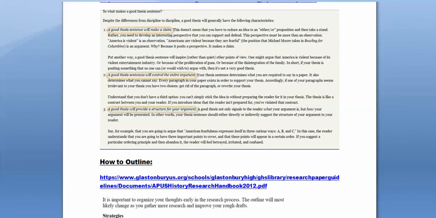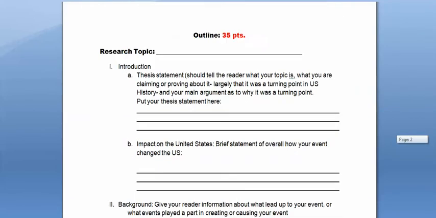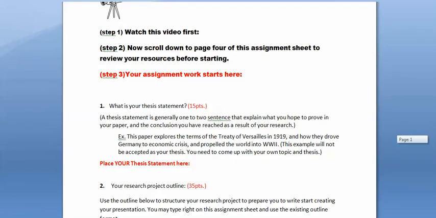The second part of your assignment, actually, let me rewind here. Remember that your thesis statement is actually 15 points of your assignment total, which is 50. Okay, so your thesis statement is worth 15 points. Your research project outline is worth 35 points.